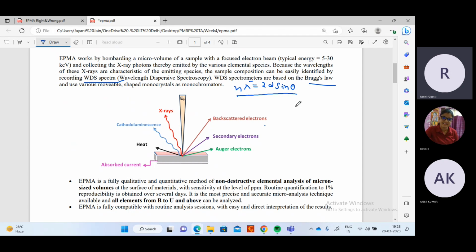And then depending upon the intensity, how much percentage of that element is present will be seen. Before this, they will do the standard analysis: one pure element they will keep, and calculate how much intensity you are getting. Then based on how much intensity you are getting from your sample, the ratio of that will be taken. Okay, so that is how it is done.